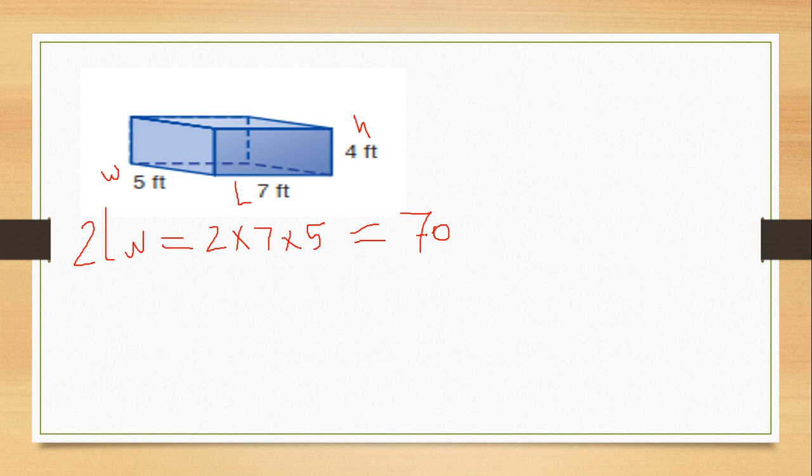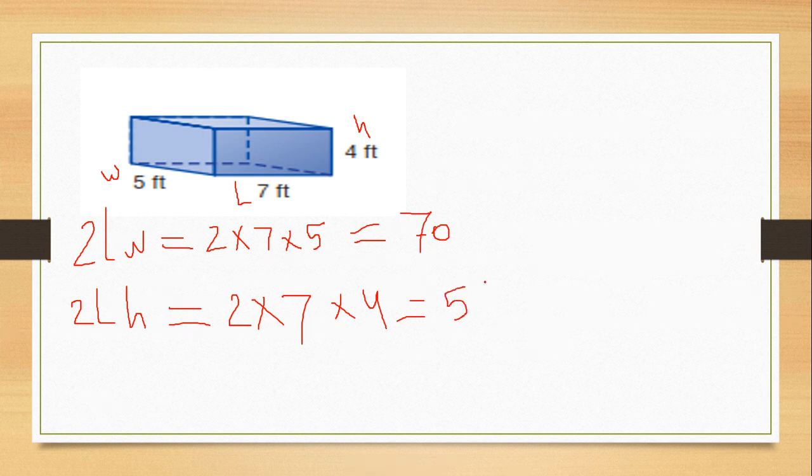Okay, the second thing will be 2LH. That will equal 2 times the length, which is 7, and the height, which is 4. So that will be 2 times 7 times 4. 2 times 4 equals 8, and 8 times 7 equals 56.